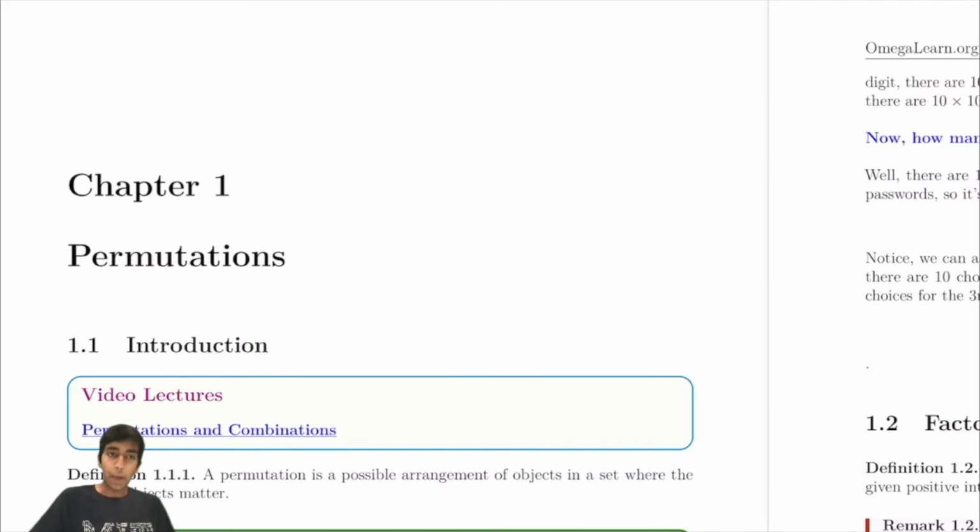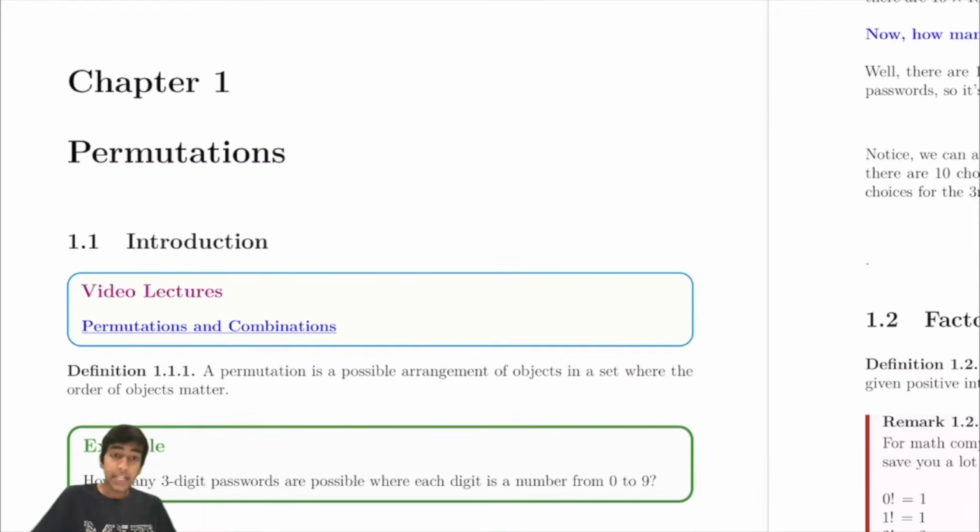So what is a permutation? A permutation is an arrangement where the order matters. So for example, if you have 3 pencils in a line, that's a permutation because they have an order.